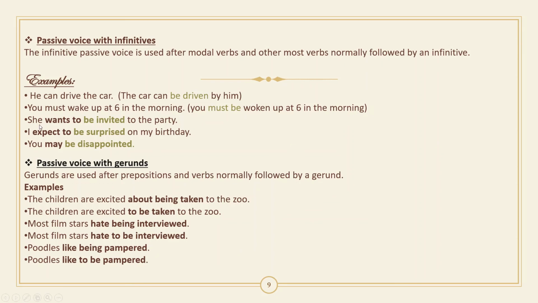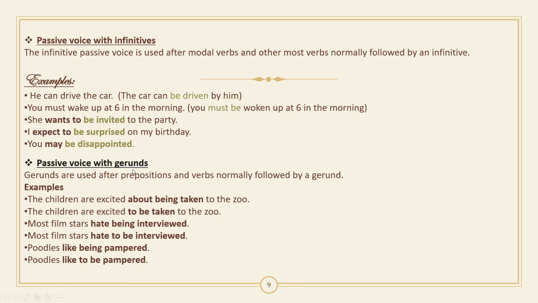But here, she wants to be invited to the party. This is the infinitive form. She is the subject, wants is the verb, and to is the infinitive. And since to is there, that's why we use be. In the same way, I expect to be surprised. You may be disappointed. These are the infinitive passive voice.